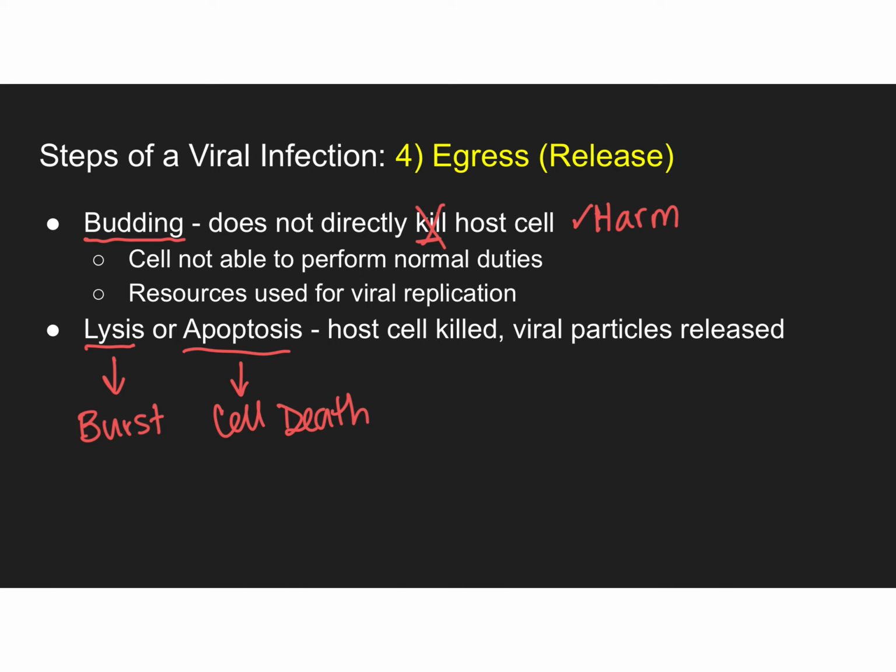So if we go back to the example of your friend coming over and making cupcakes and using all your resources, budding would be like if she basically set up a cupcake store in your house and just constantly came over, used all your resources to make cupcakes that she then carried out of the house and delivered to different areas. Lysis or apoptosis would be like your friend coming over, making cupcakes using all your resources, and then basically exploding your house or burning it down, throwing cupcakes everywhere in the process. So these are different strategies.